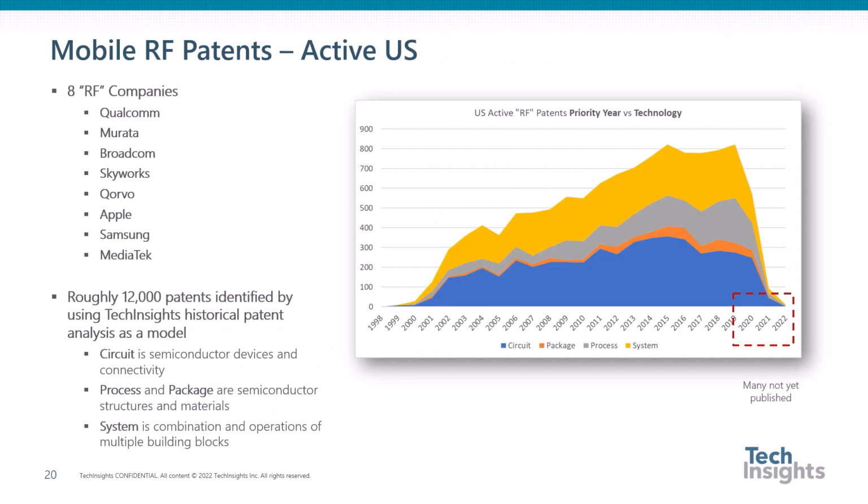After the refinement of the circuit, process, package, and system groups, we arrive at a group of roughly 12,000 active US documents. There are granted patents and applications within this group. Plotted here are the patents by priority year. As you can see, there was steady progress in all 4 groups.